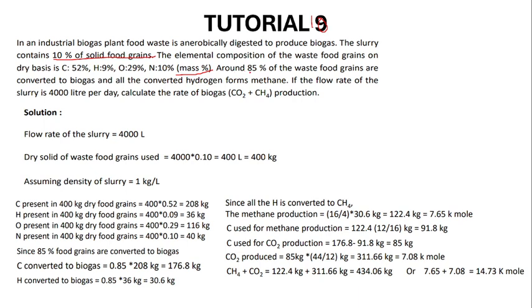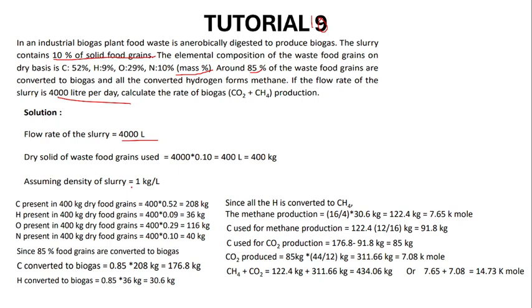And then around 85% of the waste is converted to biogas. 15% is left out as food grain itself. Now all the converted hydrogen forms the methane. If the flow rate of the slurry is 4000 liter per day, calculate the rate of biogas production. Okay. So now the flow rate is given as 4000 liter per day.